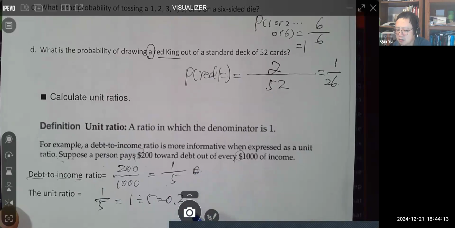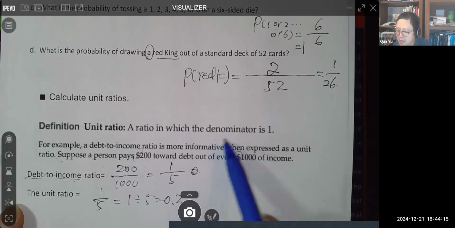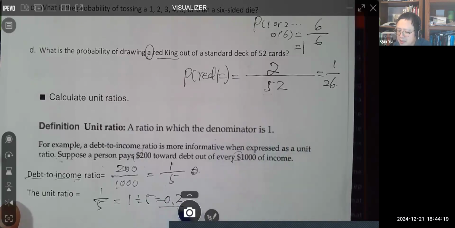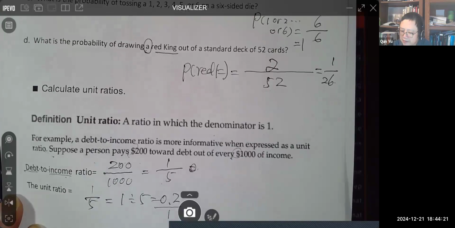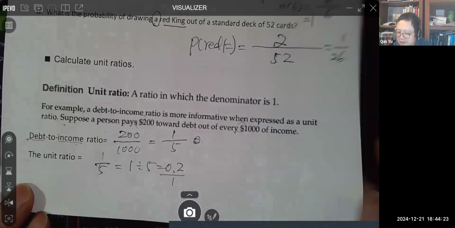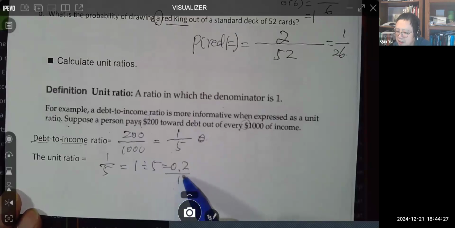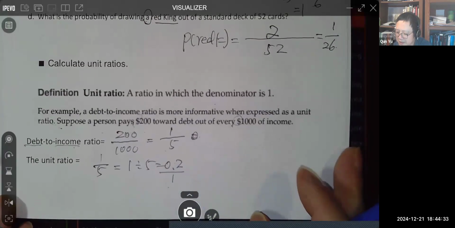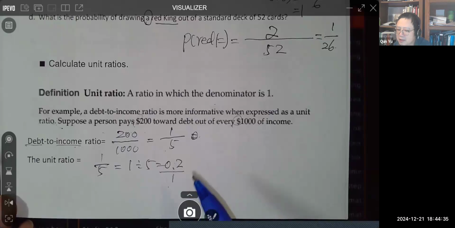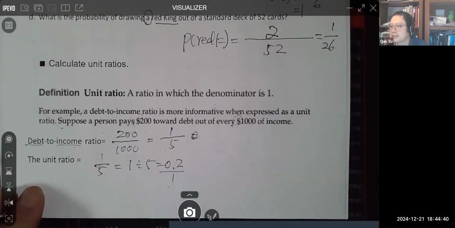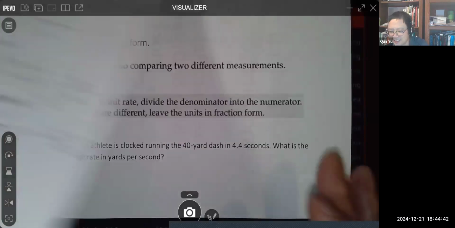Then how do we know the denominator is 1? Because we can put 1 on the bottom of any number without changing its value, right? 0.2 divided by 1 is still 0.2. So this means for every $1 of income, you need to pay 20 cents as debt. In other words, it's just doing the division. Whatever you get, that's the unit ratio. That's very, very simple actually.